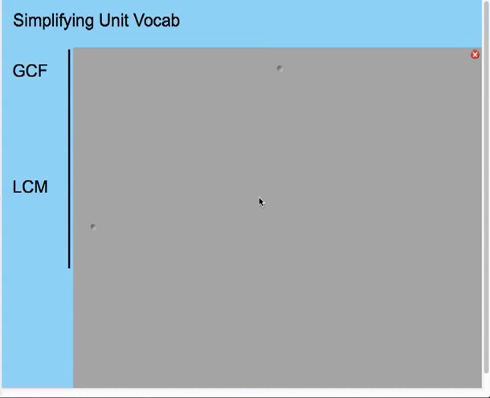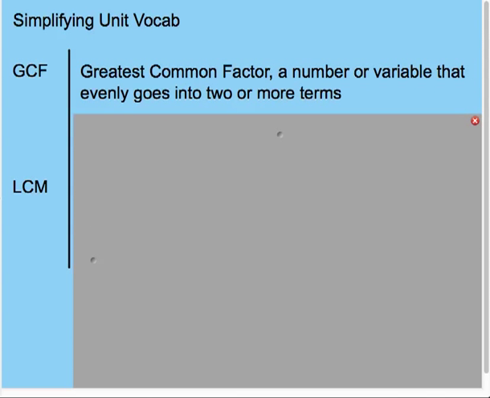So this learning target is GCF and LCM. First we're going to take a look at the definition of each term. GCF stands for greatest common factor, and it's a number or variable that goes into two or more terms evenly. We're initially going to be looking at the greatest common factor of numbers, but we are going to expand that to look at variables as well.